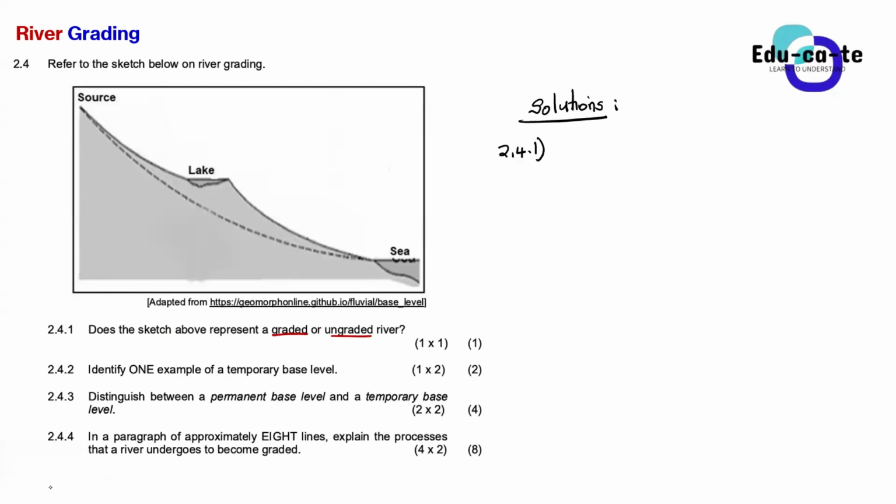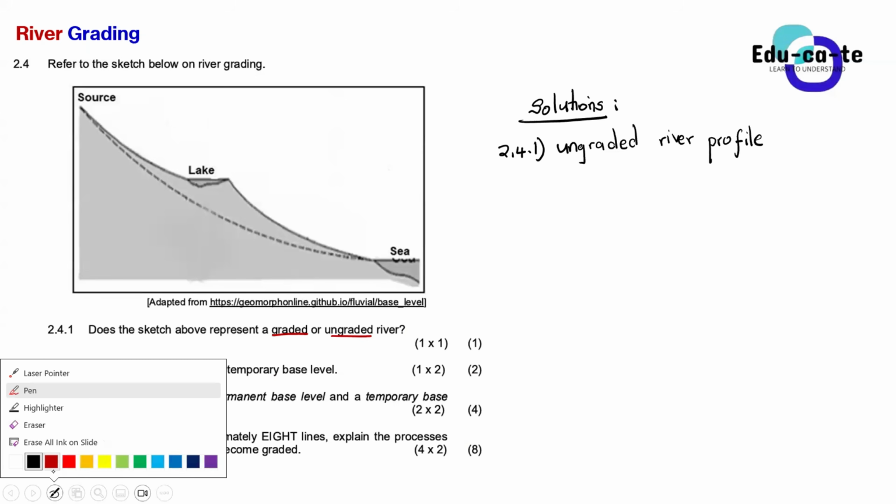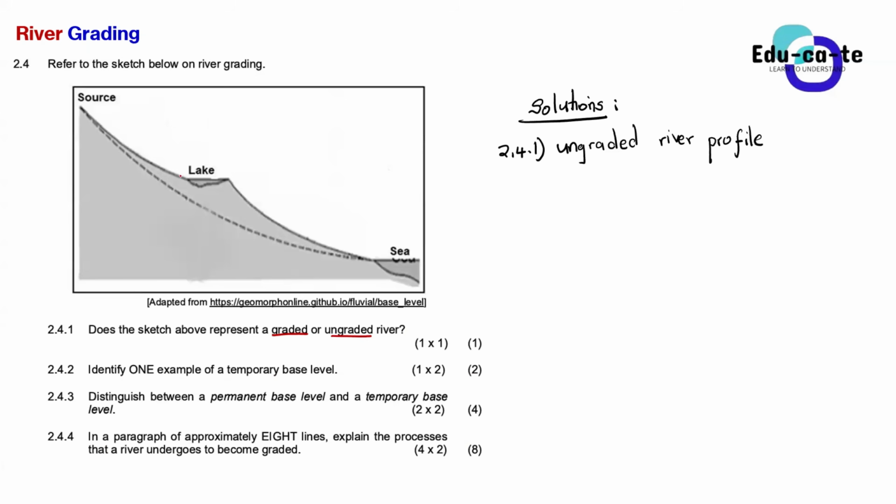Yes, Vuvu? Ungraded. Yes, it is ungraded. And then what is the reason for that? Because of the nick point. Yes, because there is a nick point. Or you can say that because there is a temporary base level of erosion. Because you can see here a sharp change in gradient, where it is written lake. There is a lake and there is a sharp change in gradient.